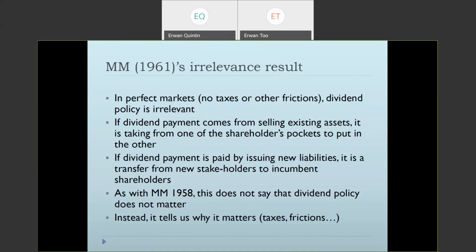So giving money back or not giving money back, in a world where I can do this for free, there's no transaction costs associated with making payments, and there are no tax implications of distributions, is completely irrelevant. You are taking from one pocket to put it in the other pocket, and both pockets belong to shareholders anyway, so it cannot matter. So that's the intuition.